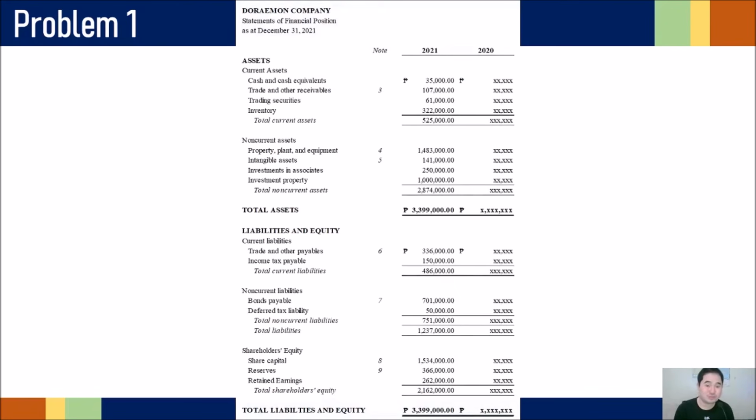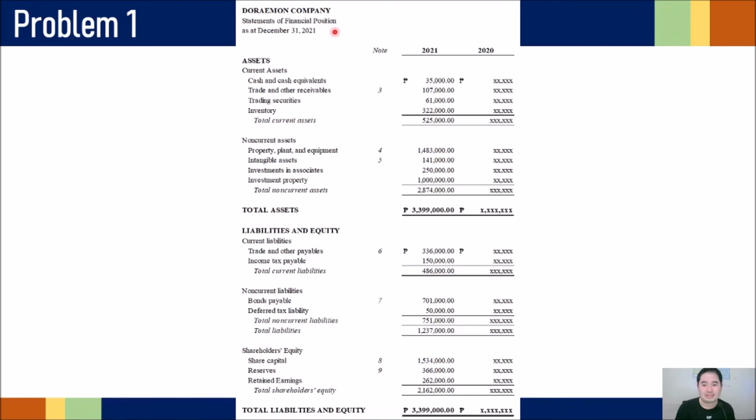Comparative information. Kasi ang minimum requirement po sa atin, 2 statements of financial position. So, kung mapapansin nyo po, dapat nagbago din yung tawag. Hindi na siya dapat statement of financial position. Statements of financial position. Okay? May kulang pala ako dito, sorry. Dapat po nakalagay dyan as at December 31, 2021 and 2020.